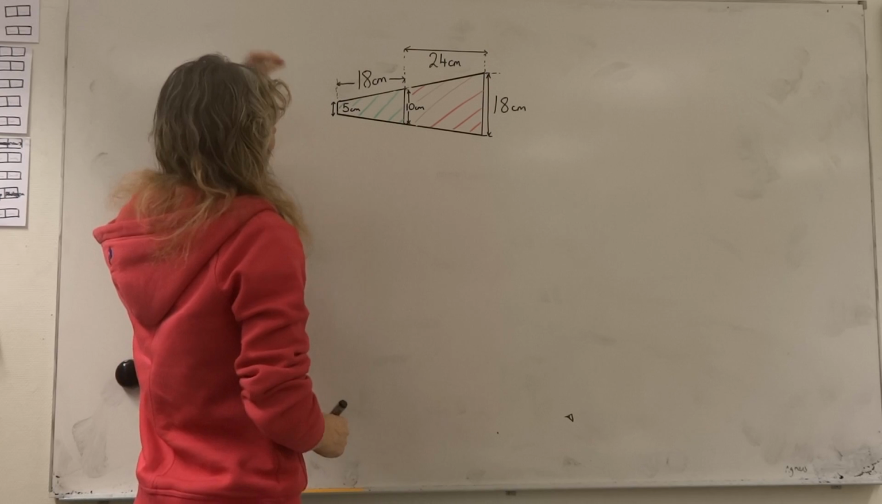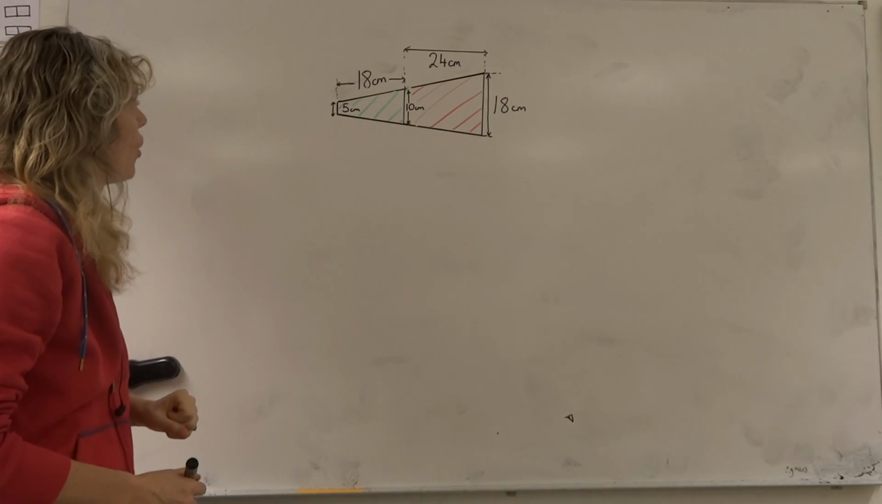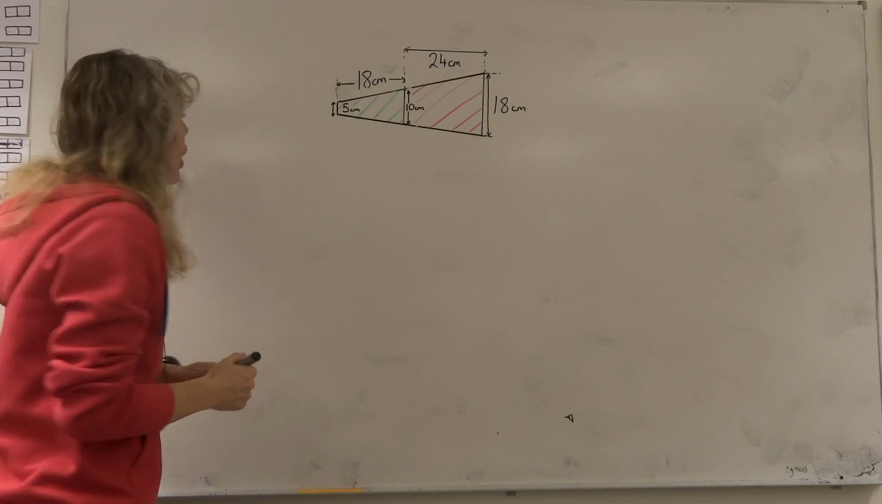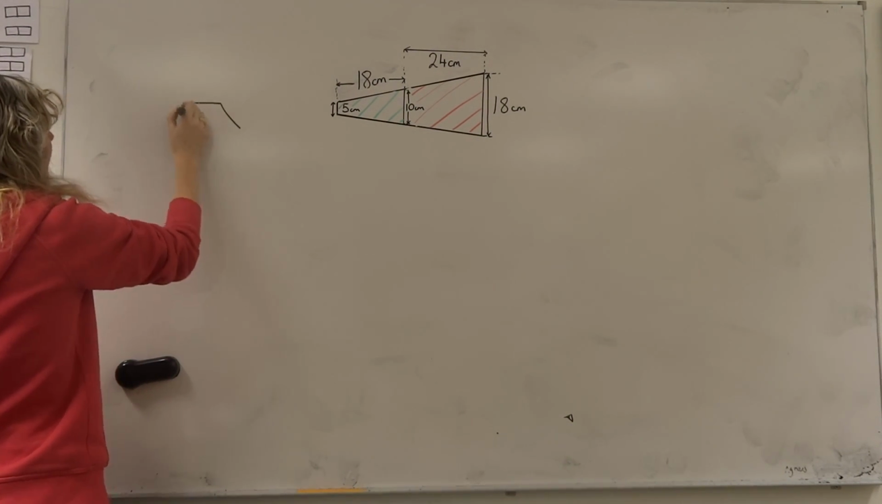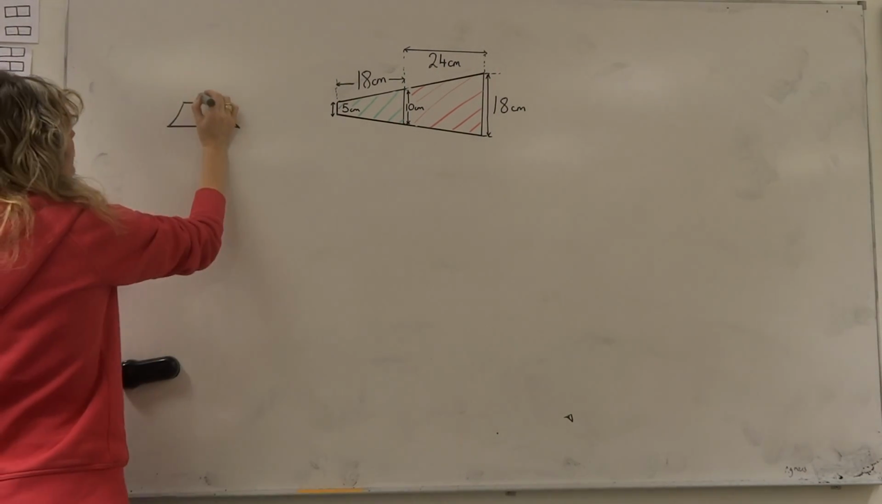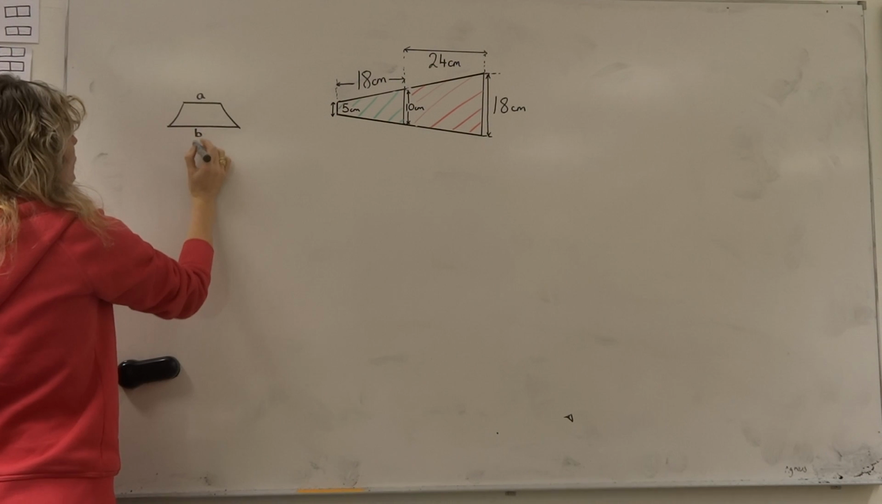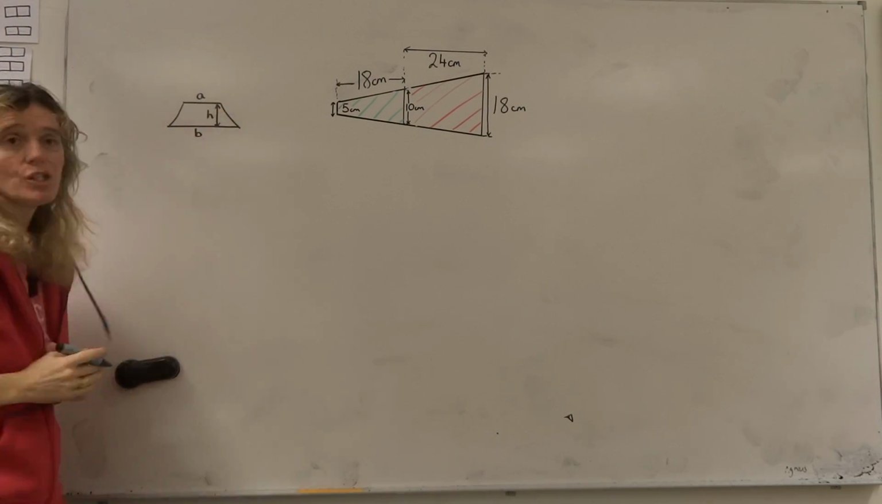Okay, we have a shape here and they've asked you to work out what's the area of the red shape and what's the area of the green shape. Earlier in the book, they're showing you that if you've got a trapezium like this, where two of the lengths are parallel, so let's call this one A and let's call this one B, and then the distance in between them, we call it H.